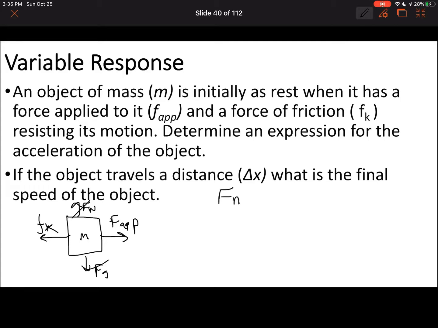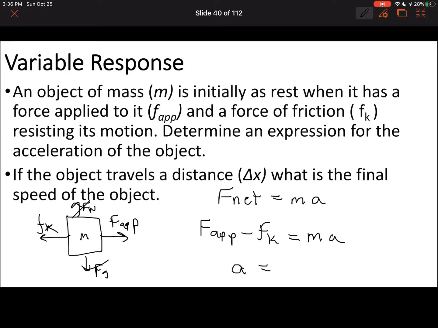So if I want to determine an expression for the acceleration of the object, well, we know F net can tell us the acceleration of an object. And in this case, what would my net force be? How would I find it? If these were numbers, if I know the applied force and friction, I could throw in anything. Say the applied force was 10 and friction was 2. What would the net force be? I would just subtract those two forces. I would do F applied minus the force of friction, and then that's going to be equal to the mass times the acceleration.